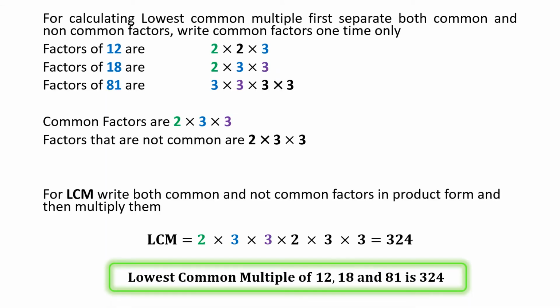For calculating lowest common multiple, first separate both common and non-common factors. Write common factors one time only. Common factors are 2, 3, and 3, and factors that are not common are 2, 3, and 3. For LCM, write both common and not common factors in product form, and then multiply them, as shown. So, the lowest common multiple of 12, 18, and 81 is 324.